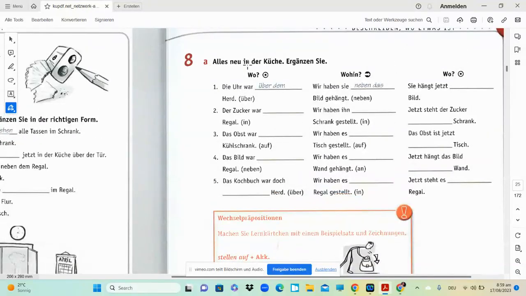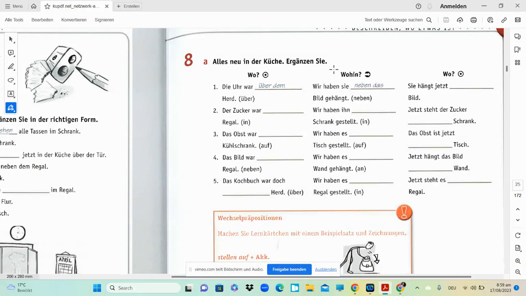So, alles neu in der Küche, ergänzen Sie. Now, whenever you ask the question wo, you are going to refer to it as a dative case. Where is it? Where is the pen lying? Wo ist mein Bleistift? Or Kugelschreiber? Wo ist mein Handy? Whenever you ask these questions, you have to answer in the dative case.